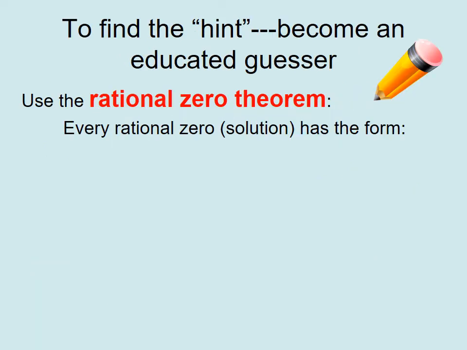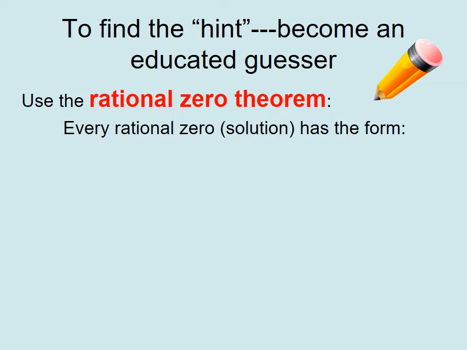Since we aren't given a hint, we need to find our own hint and become an educated guesser. We're going to use what's called the rational zero theorem. If you need some extra examples or extra assistance outside of this video, that's what you're going to look up, is rational zero theorem.